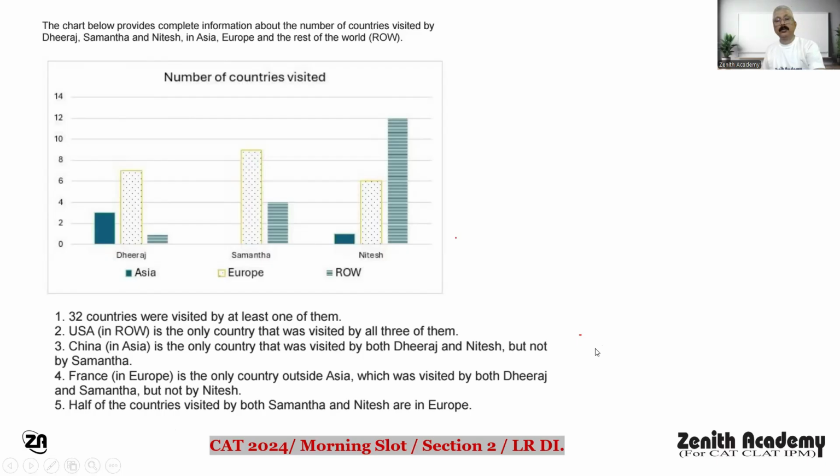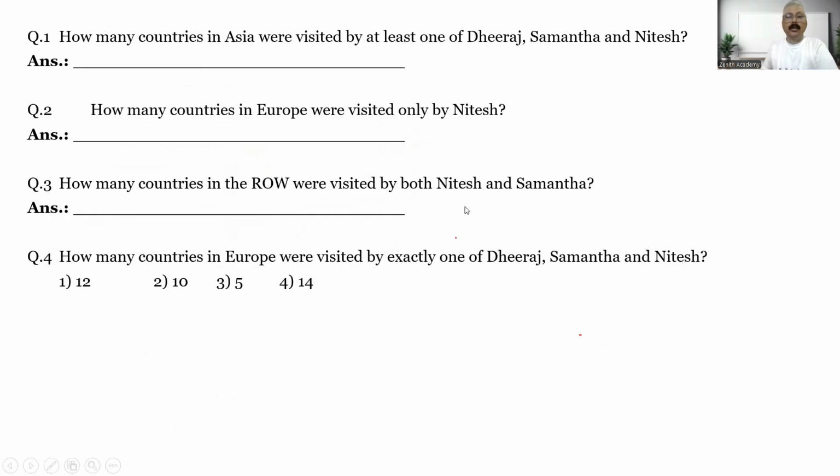And questions: how many countries in Asia were visited by at least one of Dheeraj, Samantha and Nitish? How many countries in Europe were visited only by Nitish? How many countries in the rest of the world were visited by both Nitish and Samantha? How many countries in Europe were visited by exactly one of Dheeraj, Samantha, and Nitish?